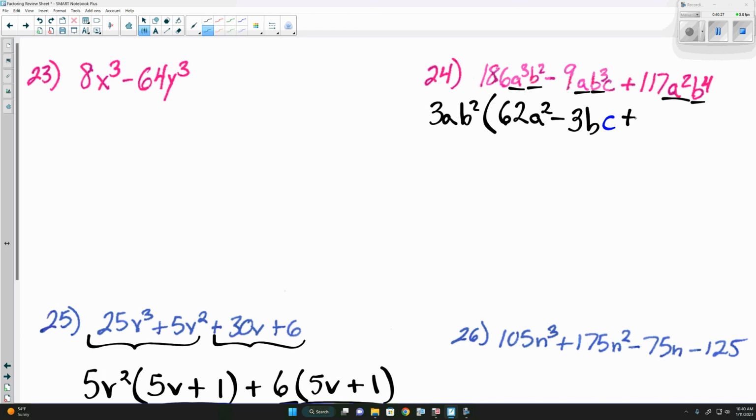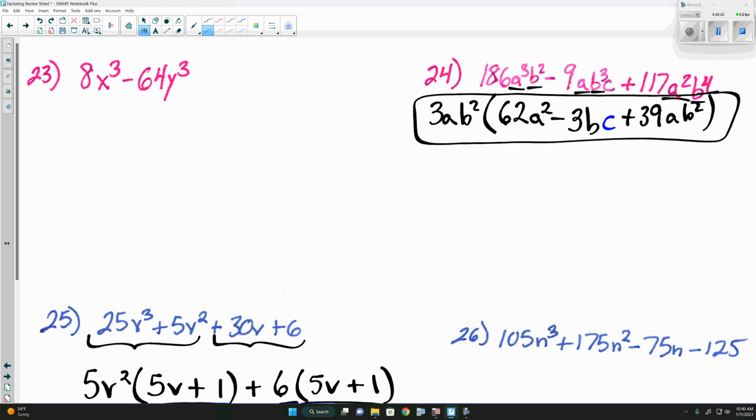Plus 117 divided by 3 is 39. If we factor an a from a squared, we have a. And if we factor b squared from b to the fourth, we're left with b squared. And that's as far as it goes. We can't do anything further. Kind of a giveaway is the c term specifically, because for us to have a middle term, the first or second has to have it. So that's as far as it goes. And the fact that the third term has ab squared, it kind of throws everything off. And that's it. That's all we have to do for that one.